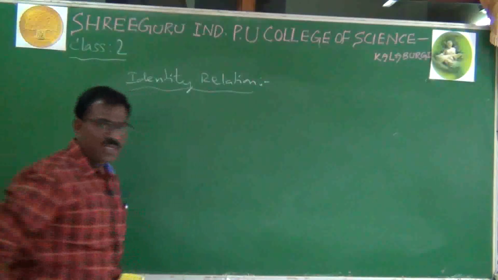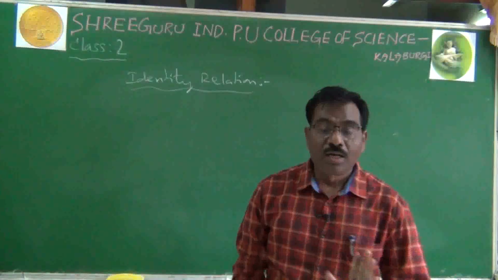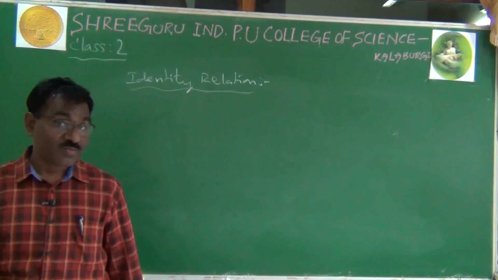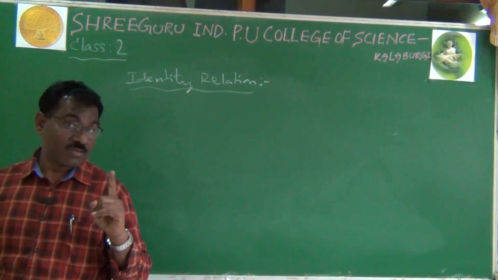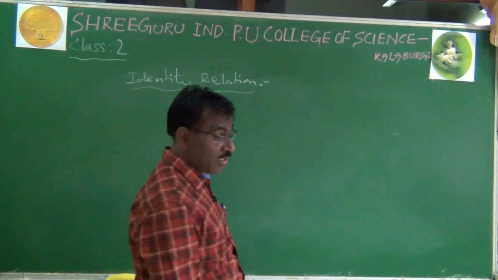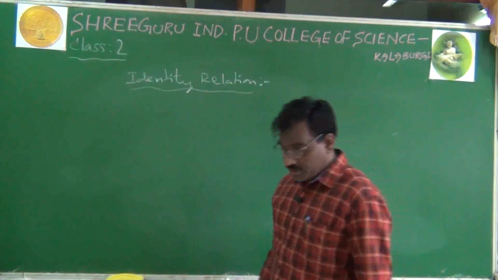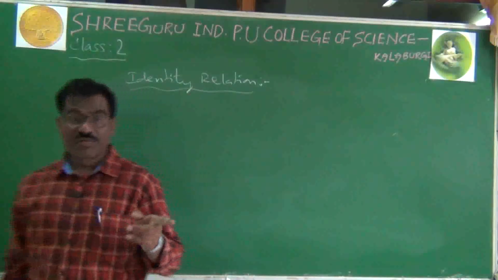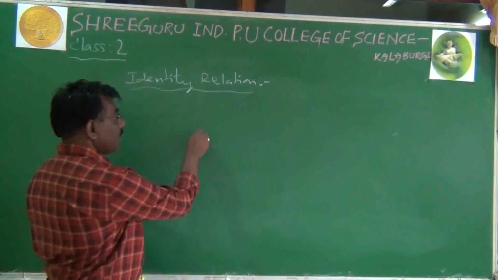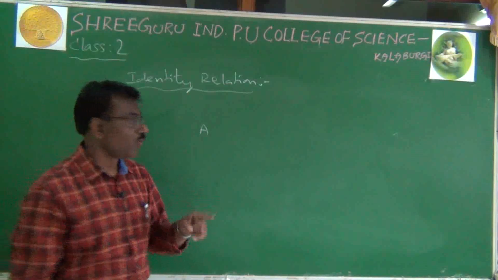This is maybe the last definition: identity relation. A relation R on a set A is said to be an identity relation if every element of set A is related to itself only.